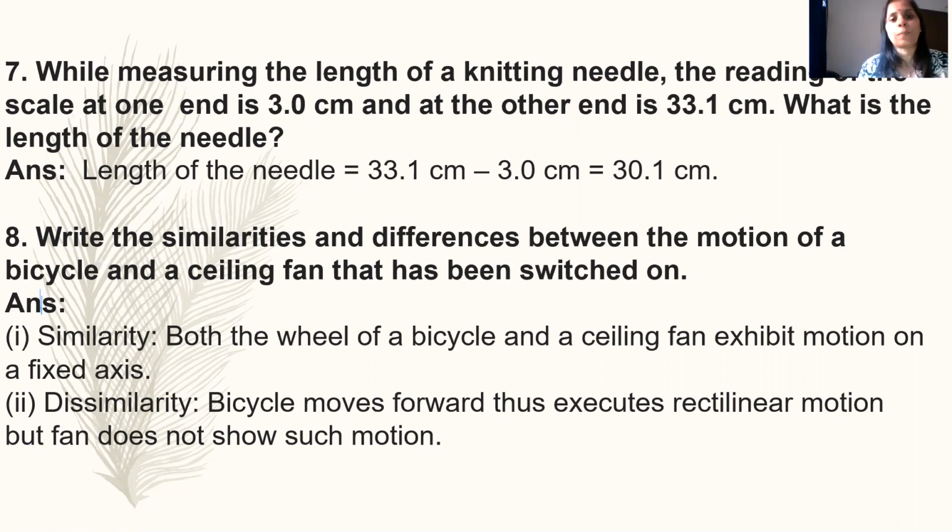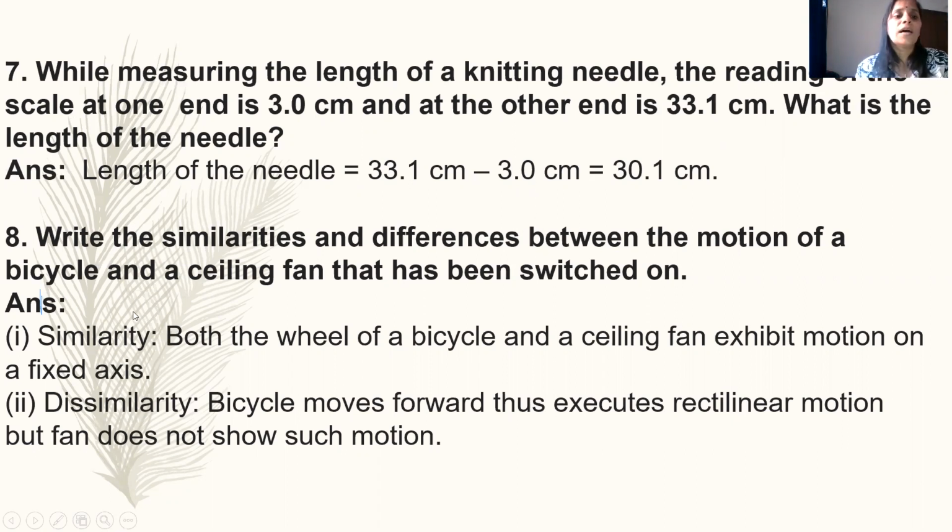The next question: while measuring the length of a knitting needle, the reading of the scale at one end is 3 centimeter and the other end is 33.1 centimeter. What is the length of the needle? I have already told you, if the ruler is broken, we measure with the exact numbers and then subtract the initial reading from the final reading. The initial reading is 3 centimeter and the final reading is 33.1 centimeter. So when we subtract 3 from 33.1, we get 30.1 centimeter.